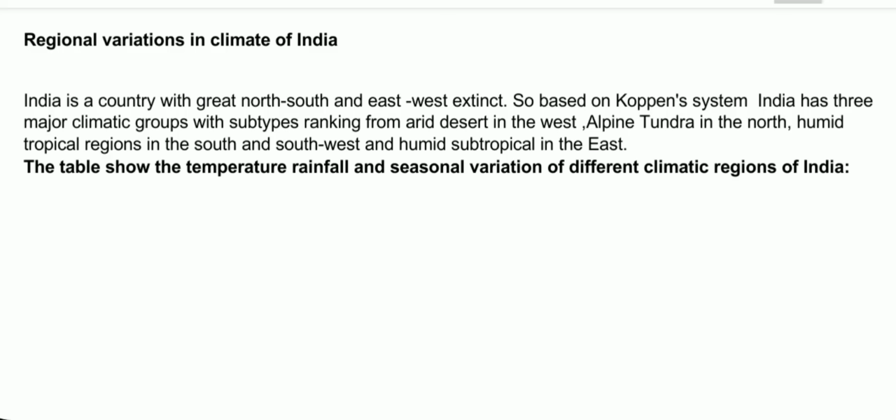Regional variation in climate of India. India is a country with great north, south and east-west extent. So based on the Köppen system, India has three major climatic groups with subtypes ranging from arid desert in the west, alpine tundra in the north, humid tropical region in the south and southwest, and humid subtropical in the east.